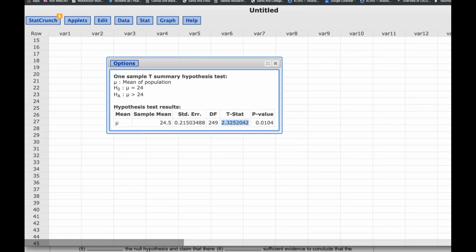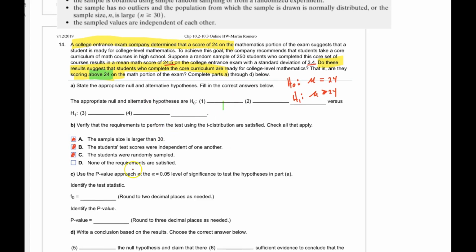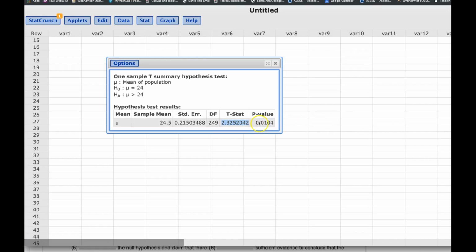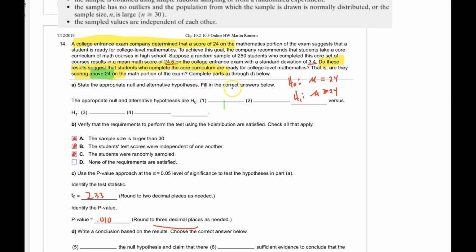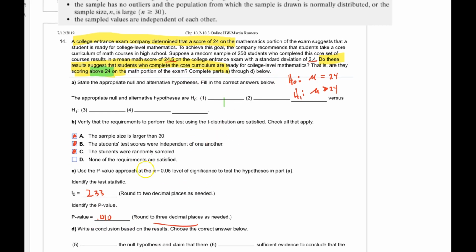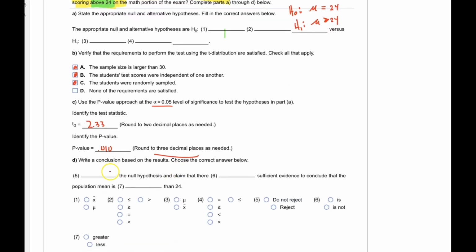With that information, we get a test statistic of 2.33, to two decimal places. And then the p-value, to three decimal places, is 0.010. Our alpha level, what is our alpha? Let's see, test for alpha level 0.05.